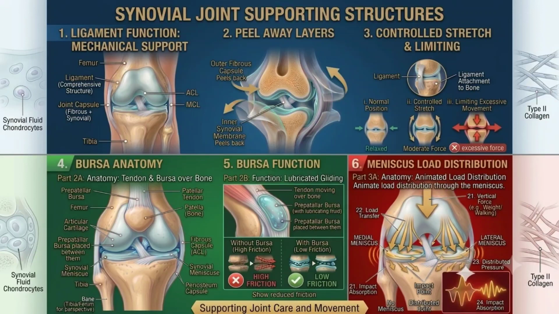A meniscus is a fibrocartilaginous structure found in certain joints. The most familiar example is the knee. The medial and lateral menisci help distribute loads across the knee joint. They also contribute to shock absorption, joint congruency, and stability. So, the menisci are not simply passive cushions, they also play an important role in joint mechanics.